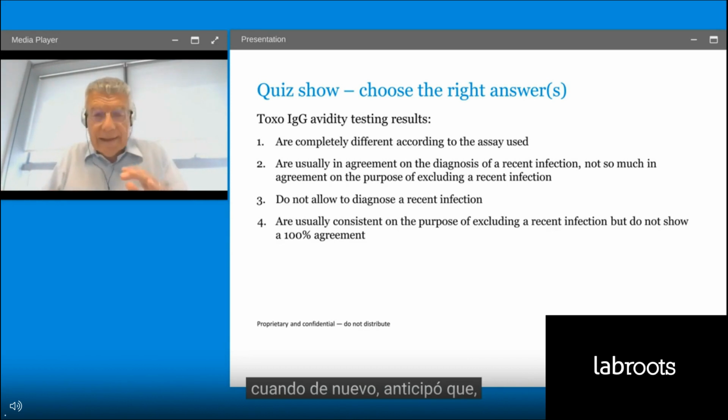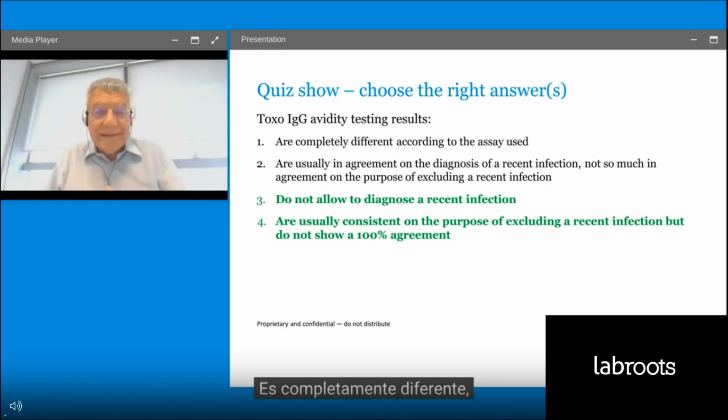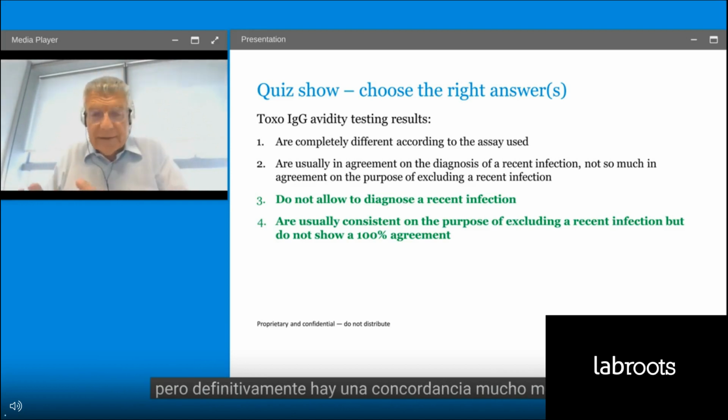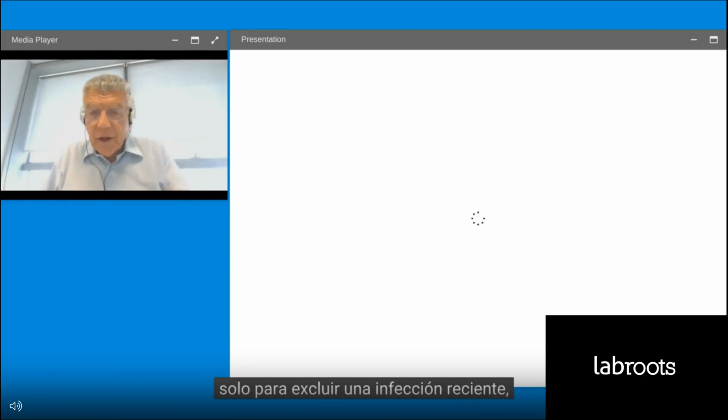Well, again, I anticipated that. The assays cannot diagnose a recent infection. The assays may exclude a recent infection, which is completely different. And this is how they should be used. And even the best assays here are not 100% accurate, of course. Unfortunately, neither is there 100% agreement, but definitely there is a much better agreement for toxo-IgG avidity across assays than we have for CMV, for the very simple reason that for toxo, first of all, there is way more experience about testing, and second, we are using the assays just to exclude a recent infection, which is good, by the way.